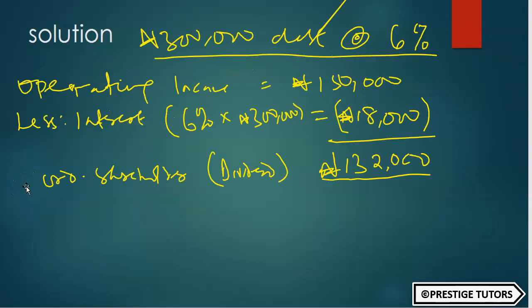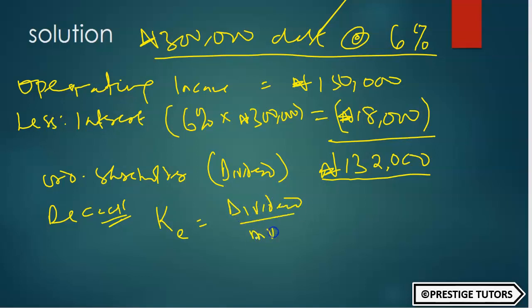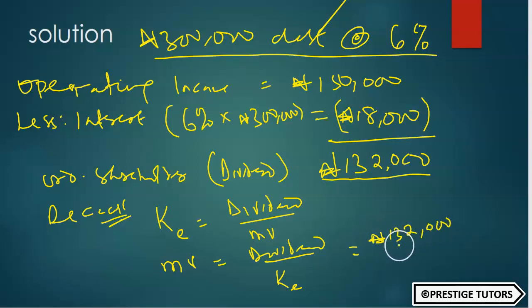Now let's compare that with the second situation. Now we need to calculate the value of equity. Recall KE equals dividend over market value. Then the market value will be equal to dividend over cost of equity. We did this together the other time. Now what is our dividend? Our dividend has dropped to 132,000 because of the 18,000 naira debt interest that we paid.